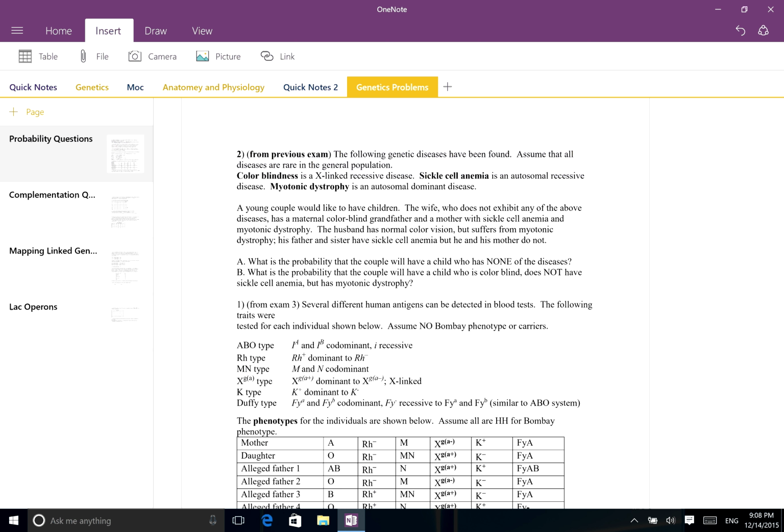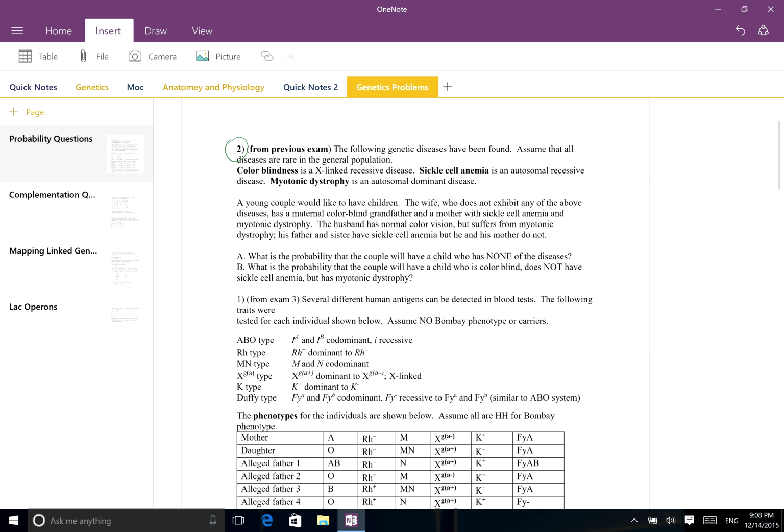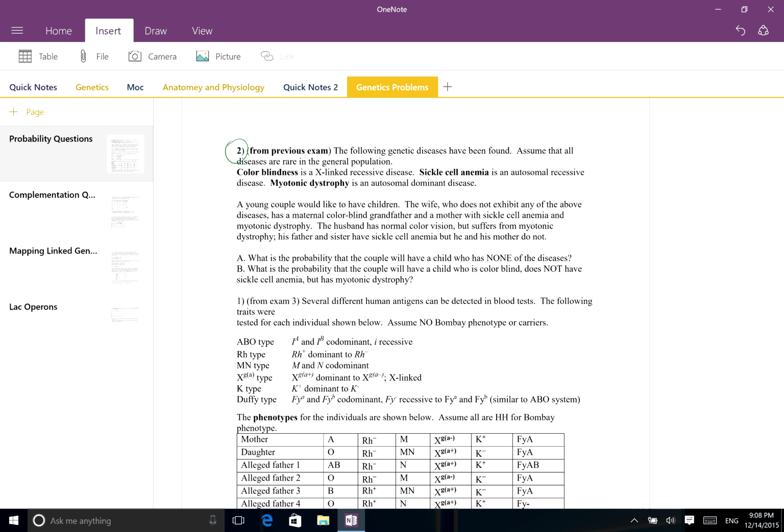If you guys remember this question, we practiced it before exam 2. I just realized that we practiced it incorrectly, and I apologize for that. So we're going to do it again together. When you read this question, it gives you the following three traits or diseases. One of them is color blindness, and that one is X-linked.